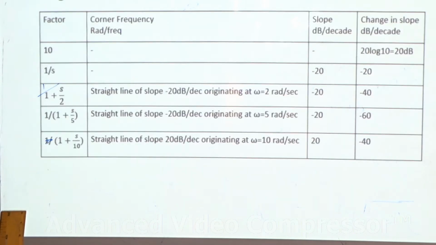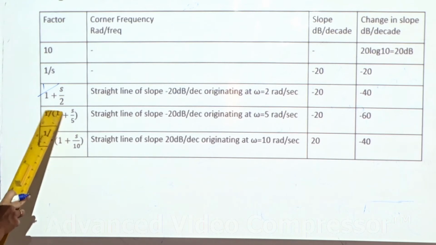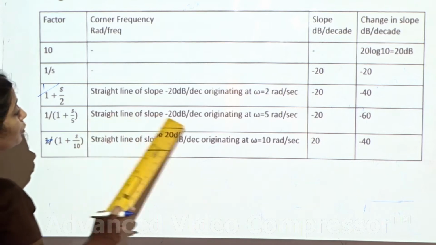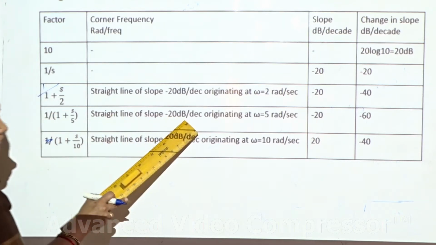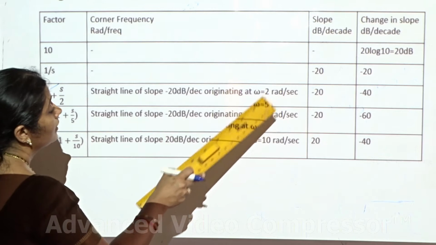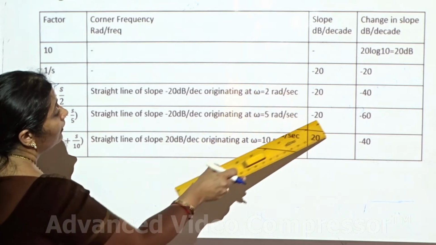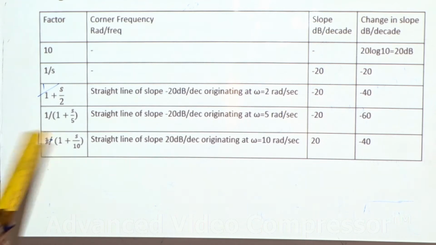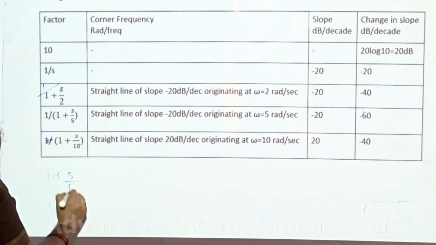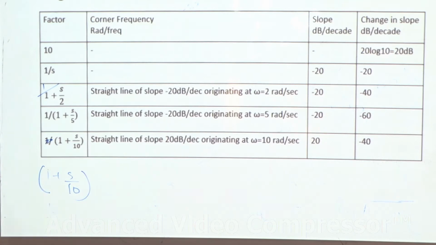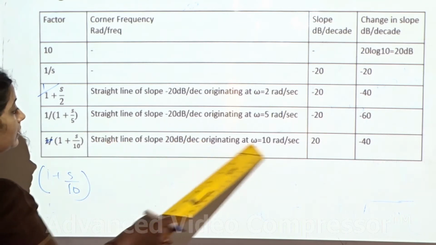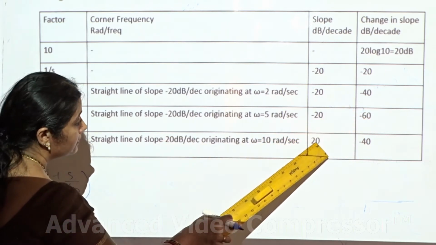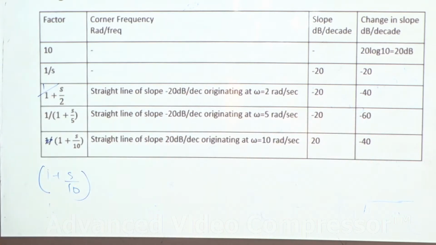Now the next one is the second pole, 1 by 1 plus S by 5. Due to this pole, you have a slope of minus 20 dB, and the corner frequency will be 5. The total slope is going to be minus 60. Now we have a zero, 1 plus S by 10. This zero will have a straight line of plus 20 dB and it will originate at 10. Now the slope becomes minus 60 plus 20, it is minus 40 dB per decade.